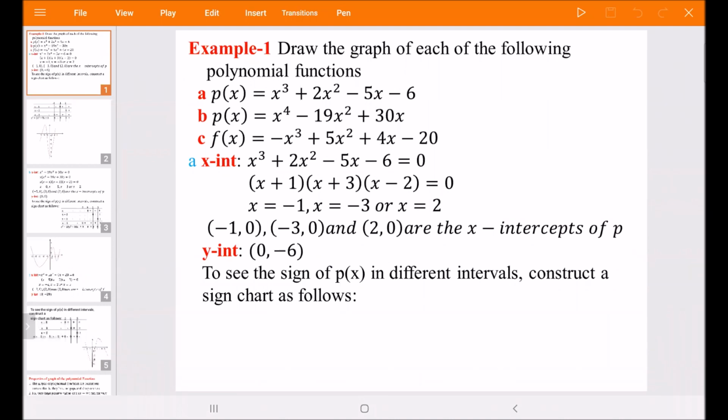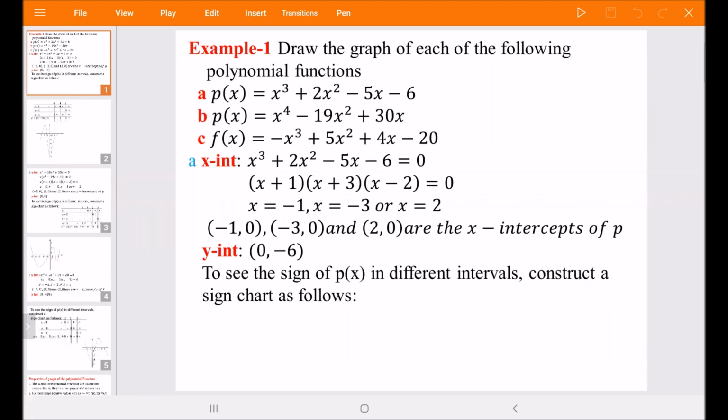Using the rational root test theorem, because the leading coefficient of this polynomial is 1, list the factors of 6: plus or minus 1, plus or minus 2, plus or minus 3, and plus or minus 6. So if this polynomial has any rational zero, it must be from among this list of 8 numbers: plus or minus 1, plus or minus 2, plus or minus 3, plus or minus 6.